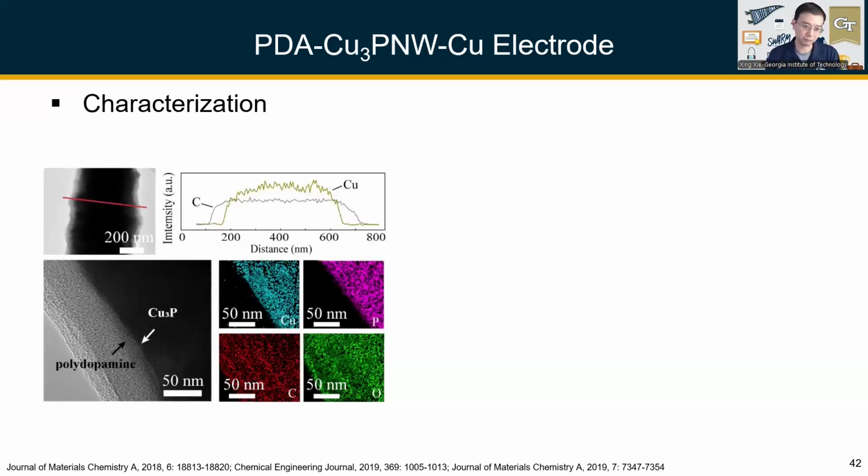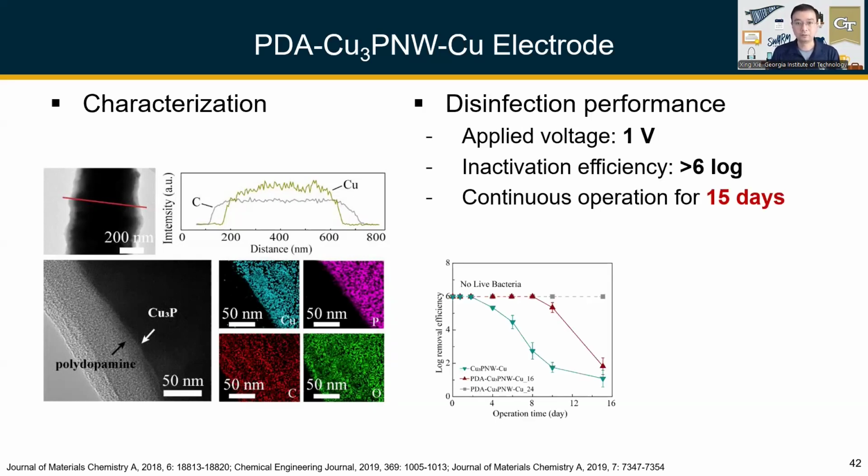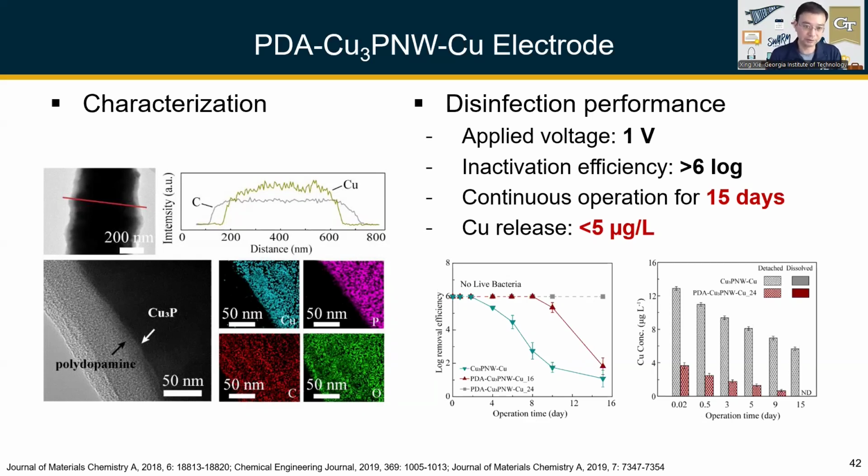Basically, it's a trade-off of performance and robustness. If the coating layer is too thick, it will definitely affect the electric field distribution and your performance. Eventually, this is the best result we have received so far. With an applied voltage of 1 volt, we have demonstrated continuous high efficiency inactivation, more than 6 logs, for about 15 days. With this system, we also monitored the copper release in the effluent. It's less than 5 micrograms per liter, which is much lower than the drinking water standard. This is also a really good indication that the electrode is very stable in the system.